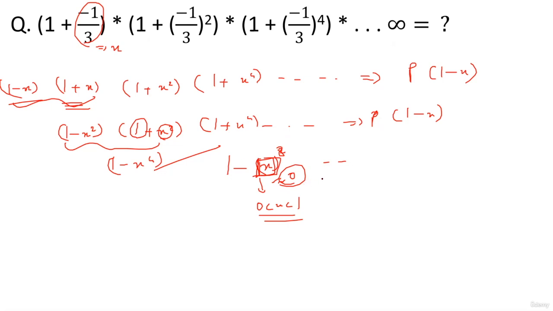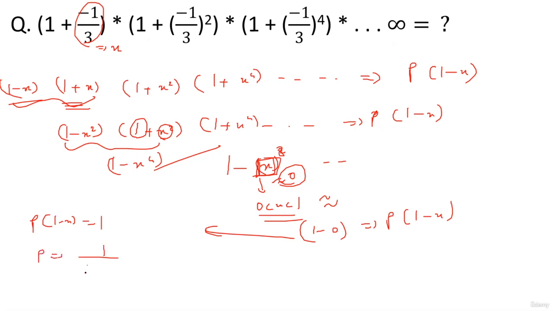So now we can simply approximate the left hand side as simply 1 minus 0. This is equal to p into 1 minus x. That brings you to the answer. From here you can just simplify. You will see that p into 1 minus x is equal to 1. So p is equal to 1 upon 1 minus x. Resubstitute the value of minus 1 by 3 as x. 1 upon 1 plus 1 by 3. You have 3 upon 4 as the required answer. It's as simple as that, guys.